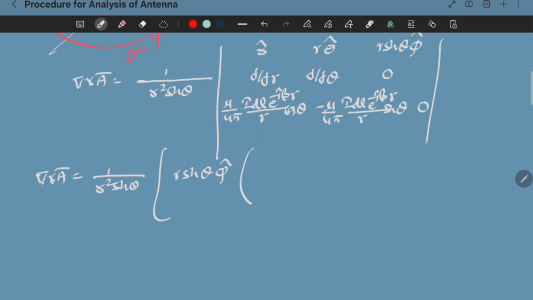Here to perform this cross product, this determinant, minus mu by 4 pi I dl sin theta by r, e power minus j beta r, minus j beta. Like this we will get the derivation part. Sorry, here r is there now. But here we forgot one thing.